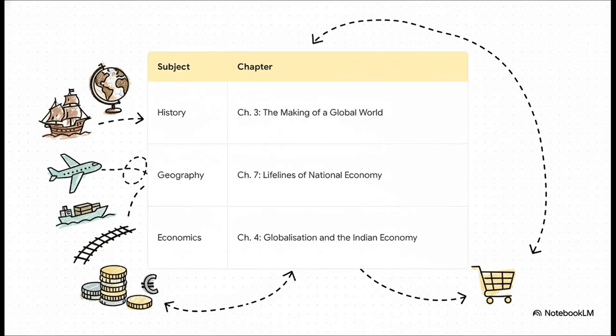And here are your 3 puzzle pieces. From history, you have the making of a global world. From geography, it's lifelines of national economy. And from economics, globalization. Now, just think, how are these 3 connected? For instance, the phone you're using right now, that's globalization. It was probably shipped from another country. That's transportation from geography. And this whole system of global trade started many, many years ago. And that's history. See? That's the connection you need to show in your project.